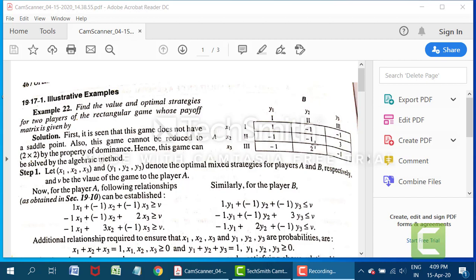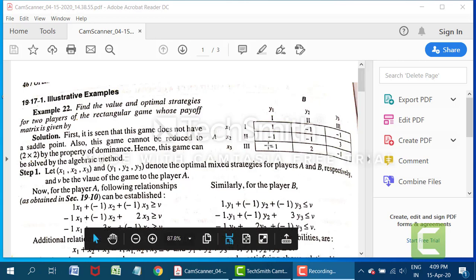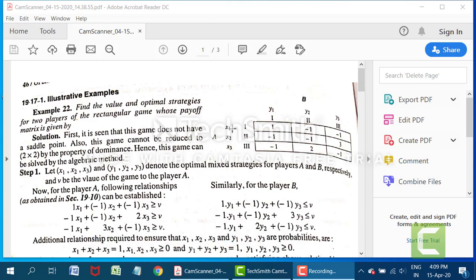Now the size of the matrix is 3 by 3. There are three alternative techniques available. Number one, algebraic method. The arithmetic method applied for a 2 by 2 matrix is different. Here this is the algebraic method. So in this, assume that x1, x2, x3 be the mixed strategy for the player. I mean to say, this is a mixed strategy game. You need to find out what is the probability distribution of selection of the strategies for the player A.